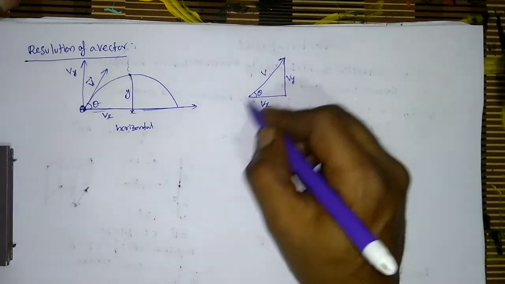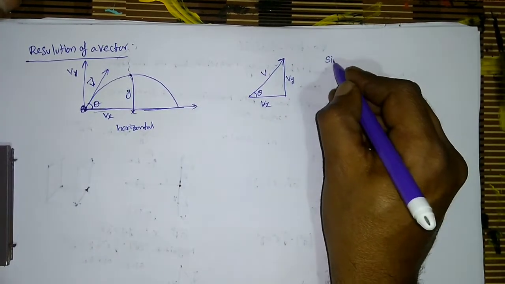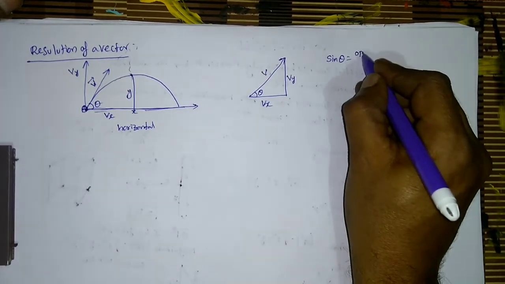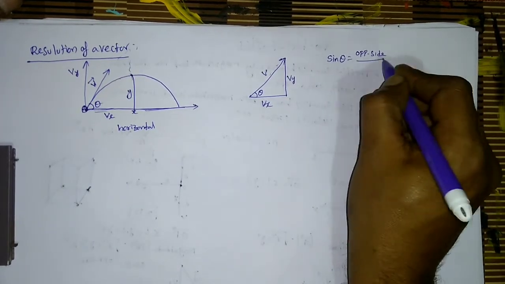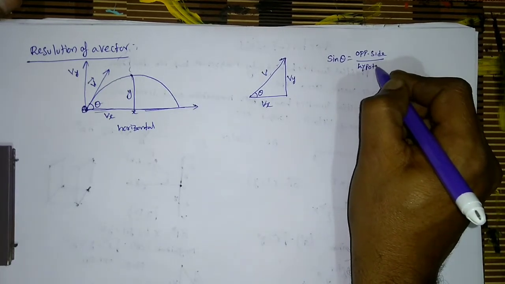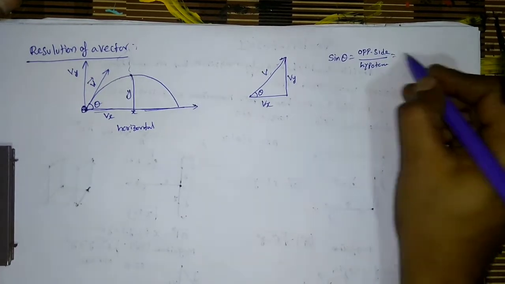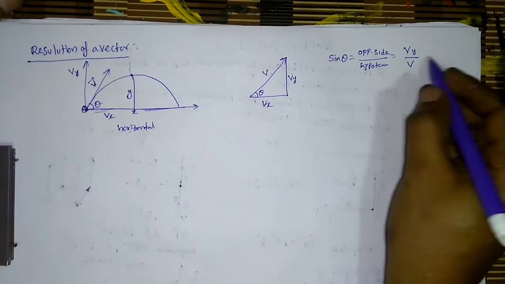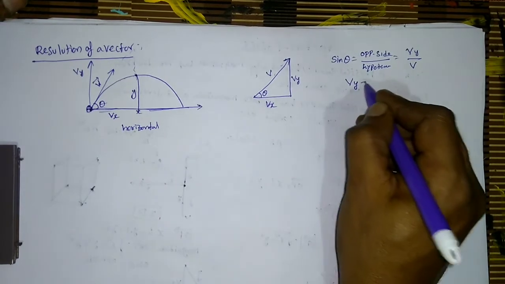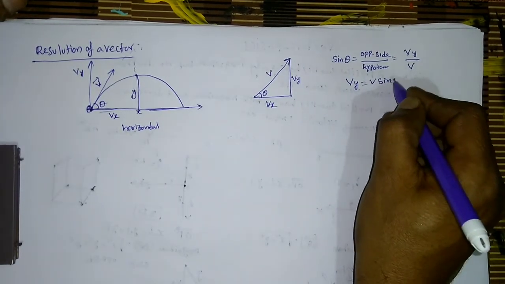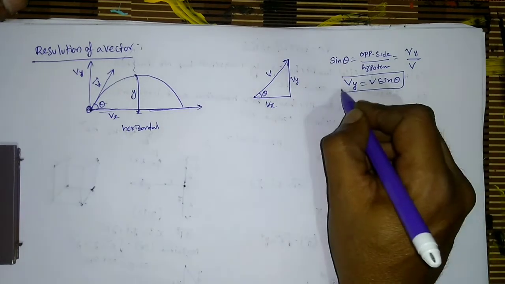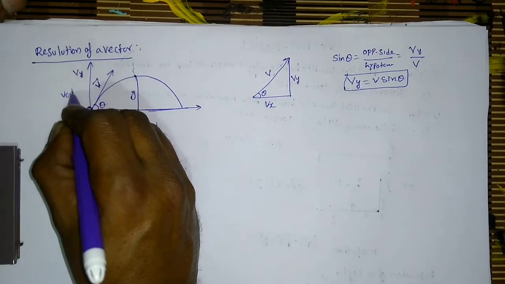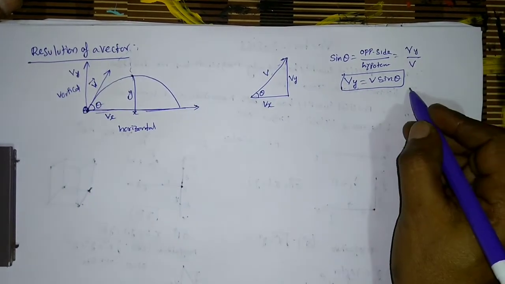Now from this right angle triangle, as we know, sine theta is equal to opposite side by hypotenuse. The formula is opposite side by hypotenuse. That means opposite side is vy, hypotenuse is v. By cross multiplication, you will get vy is equal to v sine theta. That means the vertical component is v sine theta.